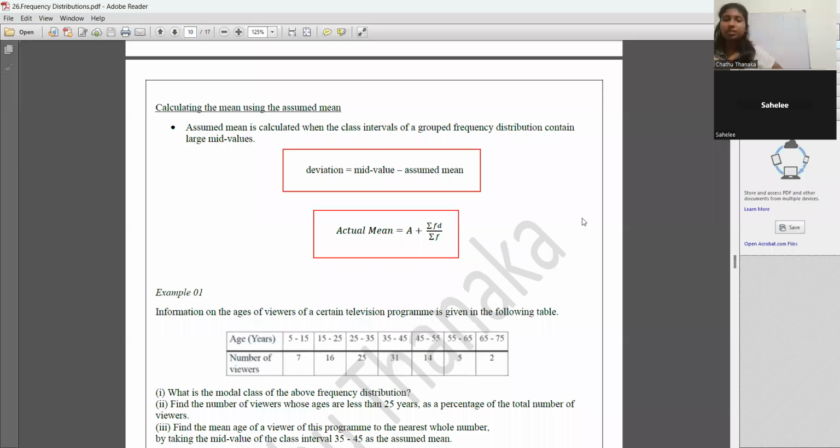So if we have to multiply some big values, it is difficult to calculate the mean by using the above method, by considering the mid values. So there's another method to calculate.